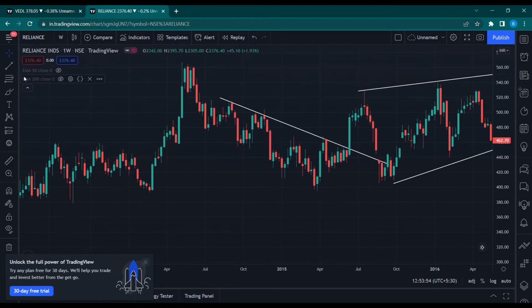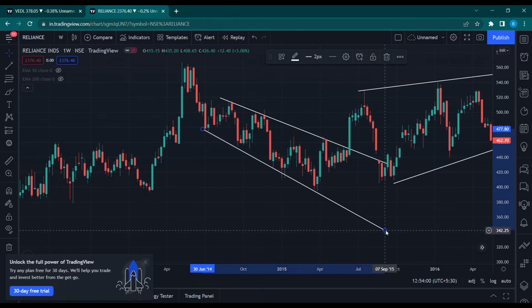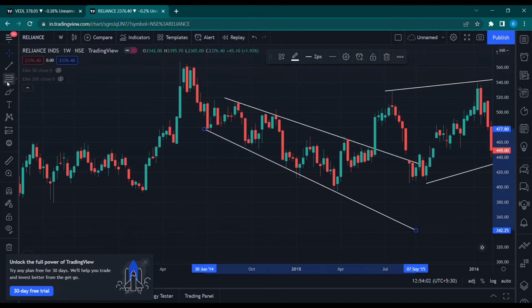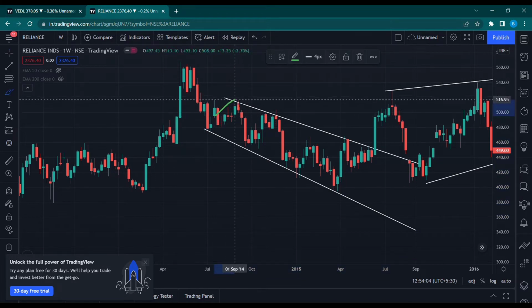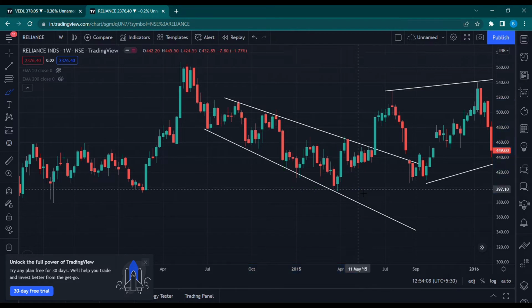Similarly, this is also an example of a support trend line, right? In this case, the prices are actually on a downtrend. Prices are rejecting the upper trend line, the resistance, and then it is going down, right? So this is the basic understanding of trend lines.